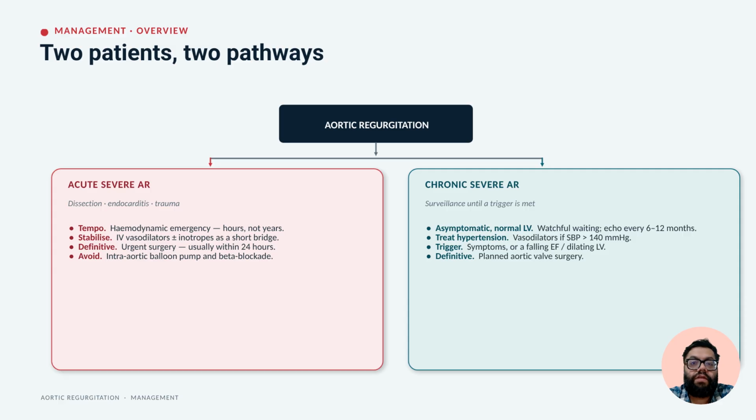Here, medicine only buys minutes. Intravenous vasodilators, sometimes inotropes as a bridge, while you get the patient to theatre, usually within a day. Two things to actively avoid, which we will justify shortly, are the intra-aortic balloon pump and beta blockers.